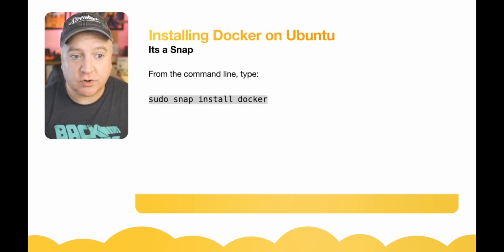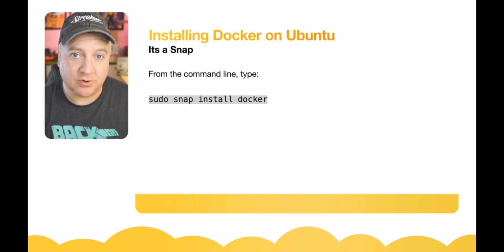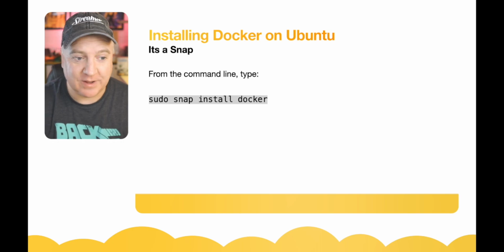So installing Docker on Ubuntu is very simple. It's a snap. So from the command line we simply type sudo snap install docker and that's it. It will then install Docker. I found it was almost instantaneous to install. It was really quite quick.